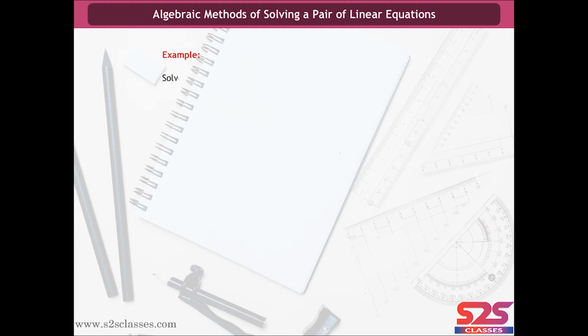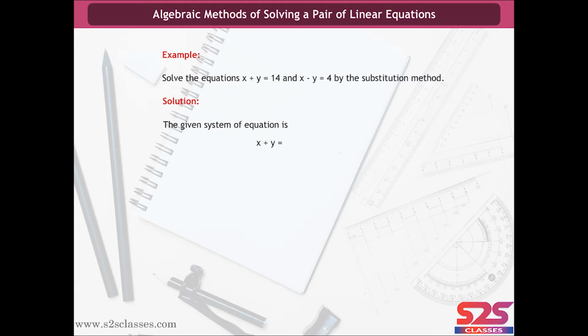Example. Solve the equations x + y = 14 and x - y = 4 by the substitution method. Solution. The given system of equations is x + y = 14, namely equation 1, and x - y = 4, which is equation number 2. Now from equation 2, we get x = 4 + y. Let it be equation 3.